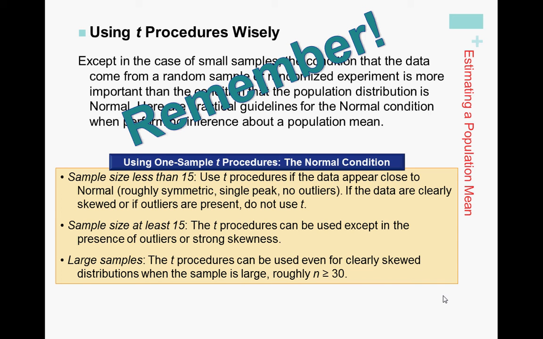If the sample size is between 15 and 30, then the t procedures can be used except in the presence of outliers or strong skewness. So the data doesn't have to look as close to normal, but if we see strong skewness or outliers, we still have to throw it out. But then with large samples, even if it's skewed and has outliers and such, as long as our sample size is 30 or bigger, we are good to go for using the t procedures.